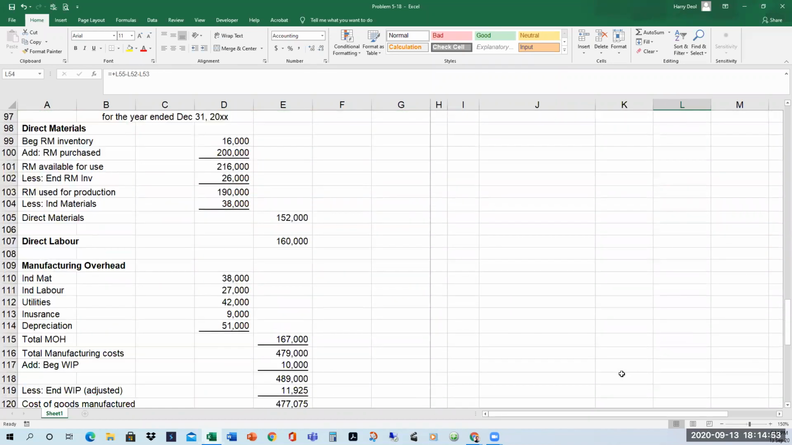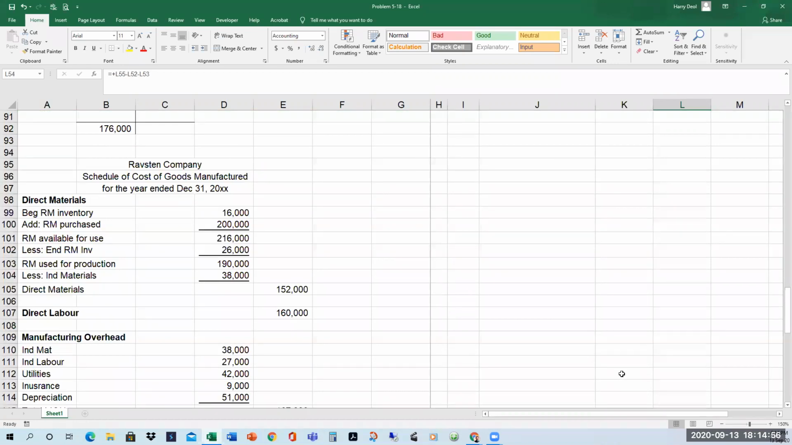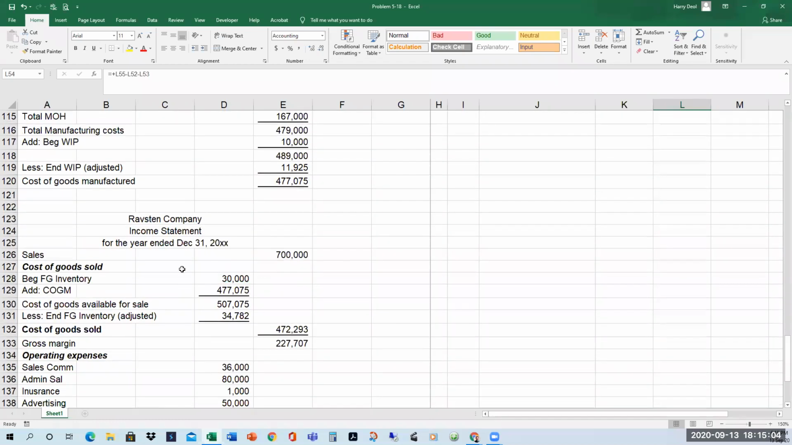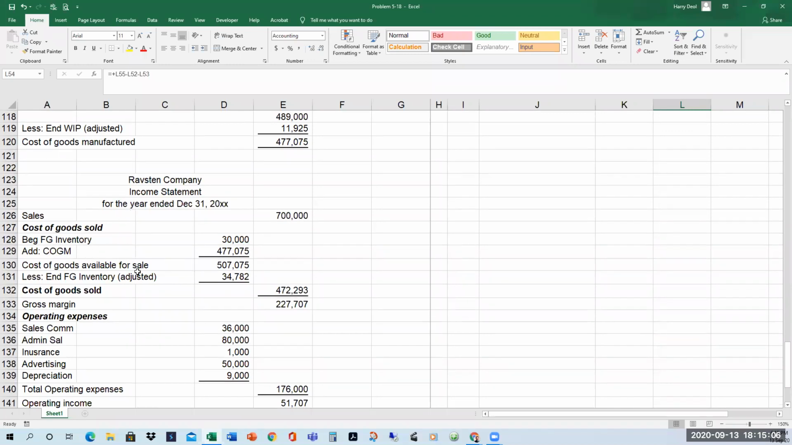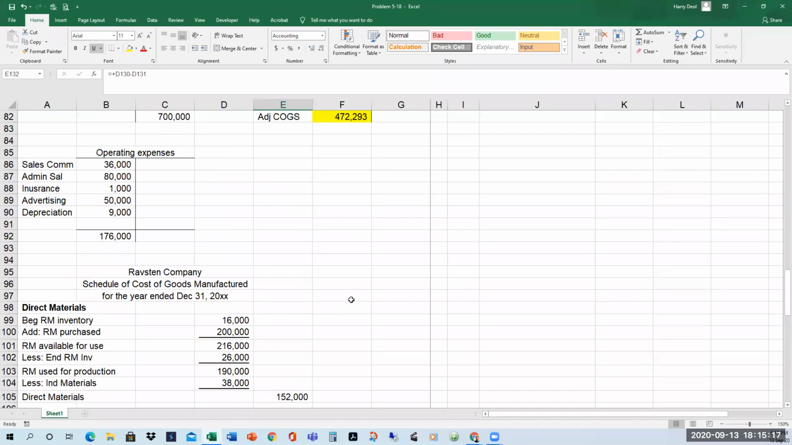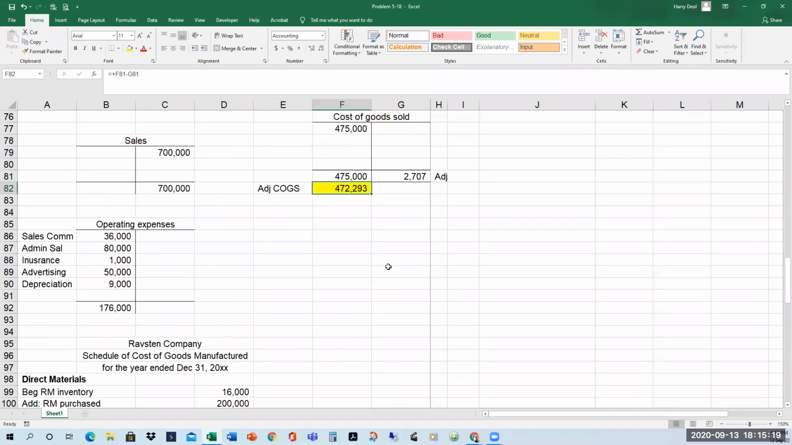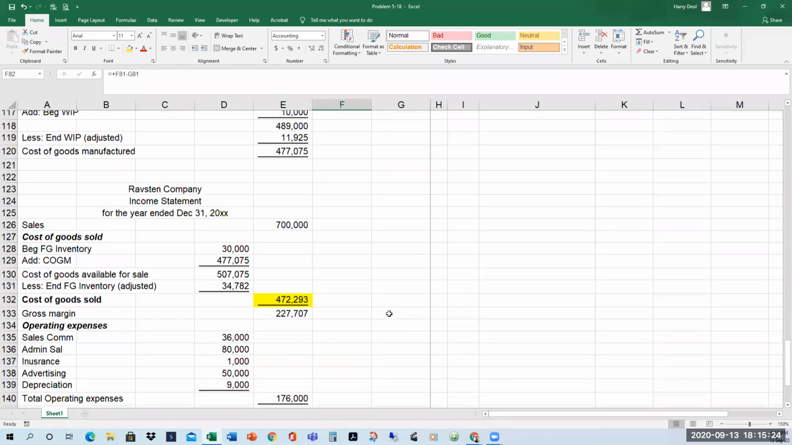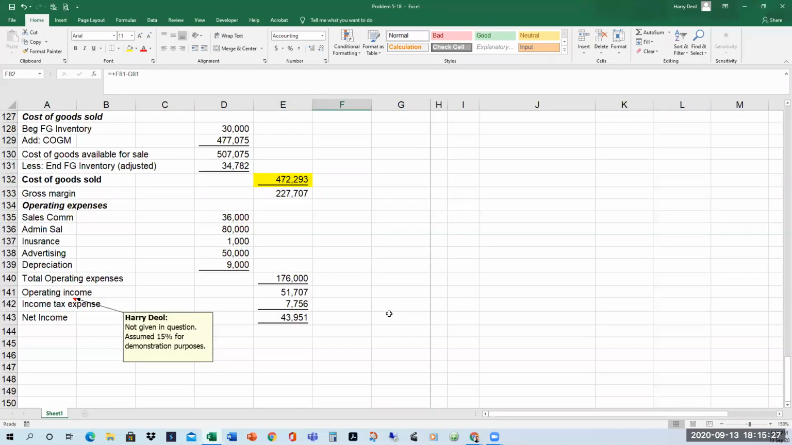When making the schedule of cost of goods manufactured, keep in mind that you should subtract the adjusted ending work in process. When making the cost of goods sold section on the income statement, you should use the adjusted ending finished goods inventory. And the end result should be that your cost of goods sold number will match the adjusted cost of goods sold from the T account. Okay, that's it as far as this problem is concerned.